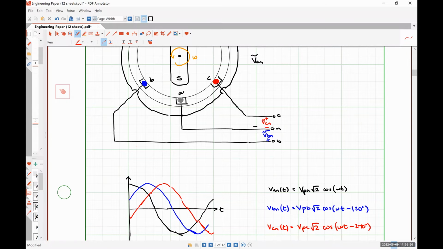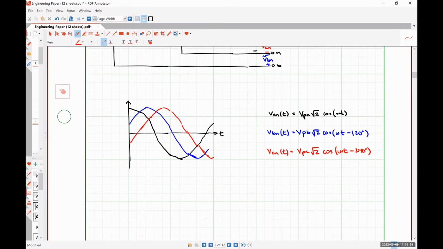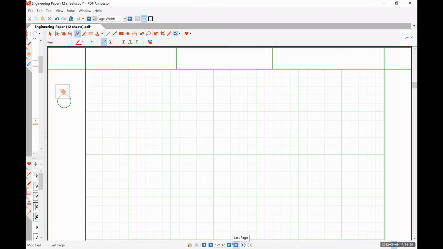All right, so we've talked a bit about three-phase voltage generation here. Now we are going to talk about the two different ways that sources can be configured to generate this balanced set of three-phase voltages. Okay. So source configurations.